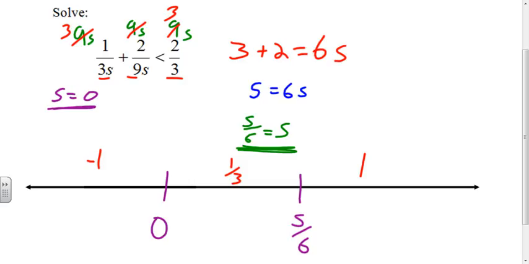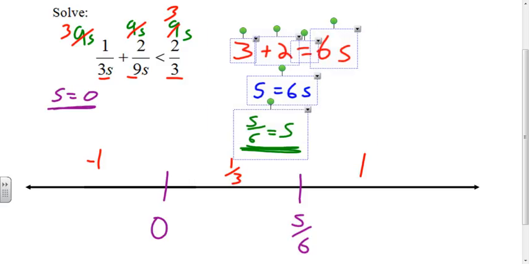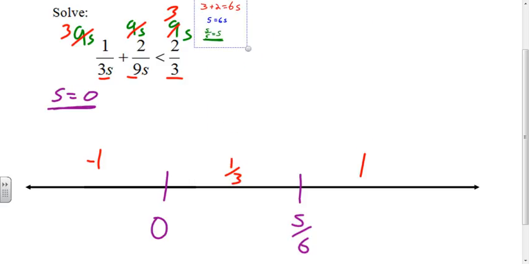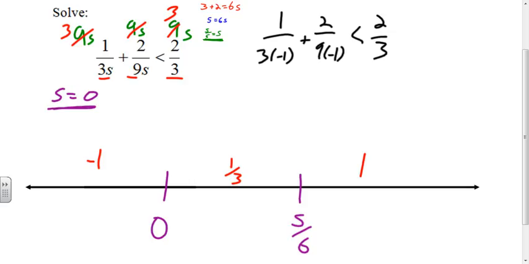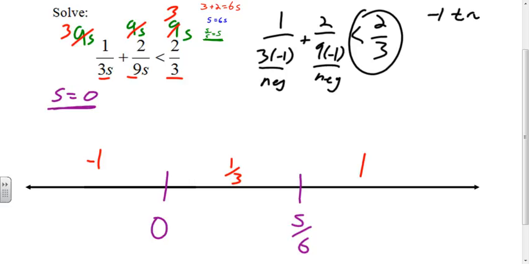Just move some of this work off to the side. Let's plug in -1 first. So 1 over 3 times -1 plus 2 over 9 times -1 is less than 2/3. Well, this is going to be a negative number. This is going to be a negative number. Negative plus a negative has to be a negative value, and any negative value will be less than a positive. So, -1 is true. That is a true place to be.